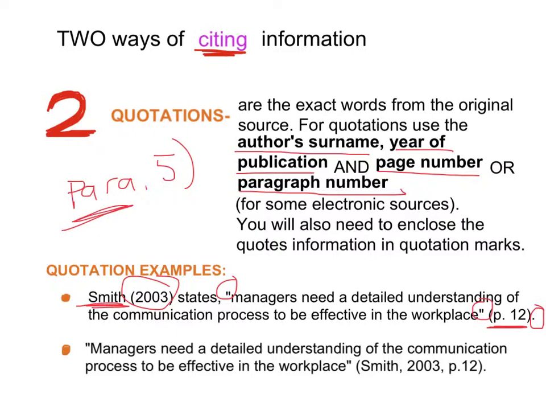Alternatively, you may not choose to identify the author at the beginning of the sentence. And in that case, you would start with quotation marks. "Managers need a detailed understanding of the communication process to be effective in the workplace." Quotation mark. Then you follow that with a bracket, Smith as the author, 2003 as the publication date, and the page number because it is a quotation. Now you notice that within both of these citations, it is a P followed by a full stop, a space, and then the page number, end bracket, full stop. So it's really important that your references are correctly formatted. Use these examples as your guide.